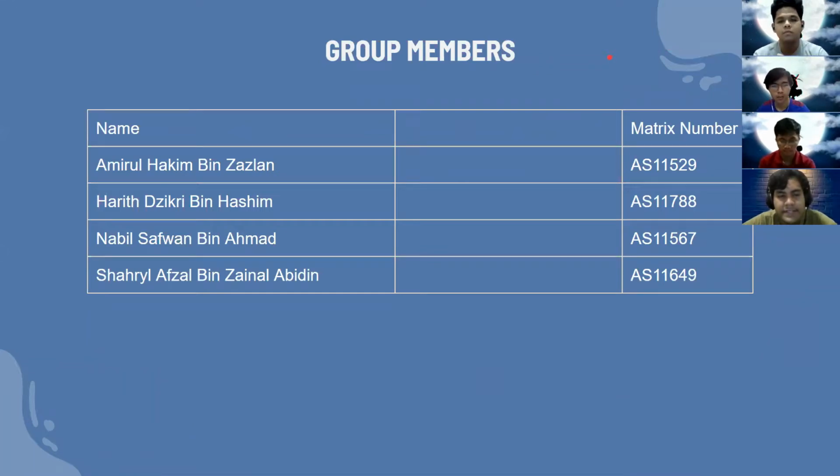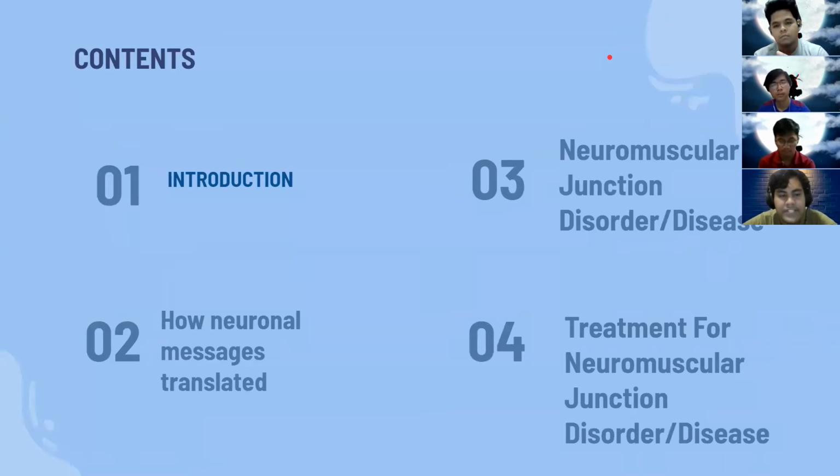For the content, we will talk about the introduction, how the neural message is translated, and the disorders of the neuromuscular junction, and also its treatment.